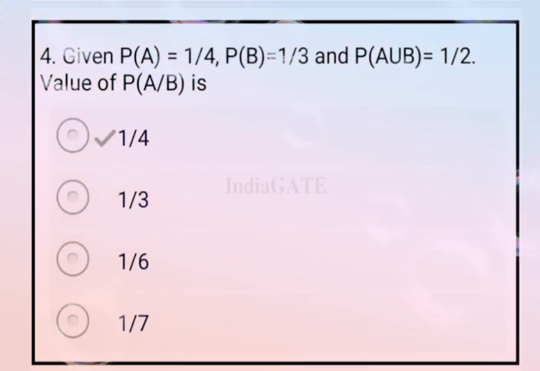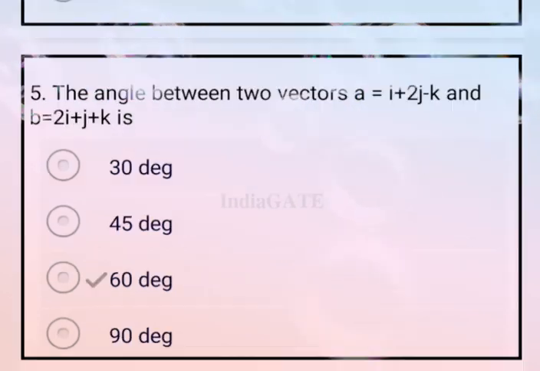Given P(A) equal to 1/4, P(B) equal to 1/3 and P(A union B) equal to 1/2, the value of P(A given B) equals. Here it is asked from probability, and this question is also very easy because it is asked from your Bayes theorem. So the correct answer for this question is 1/4.